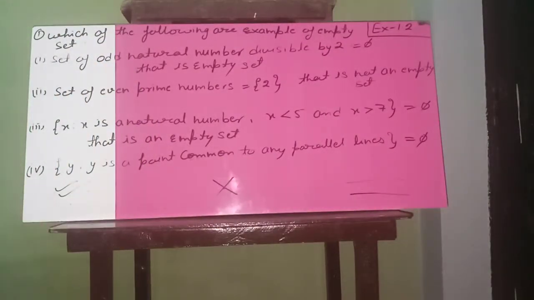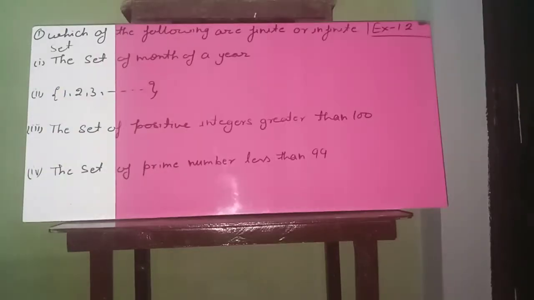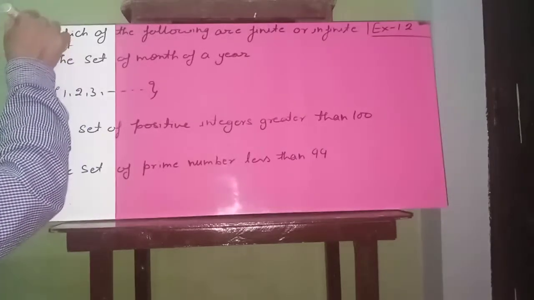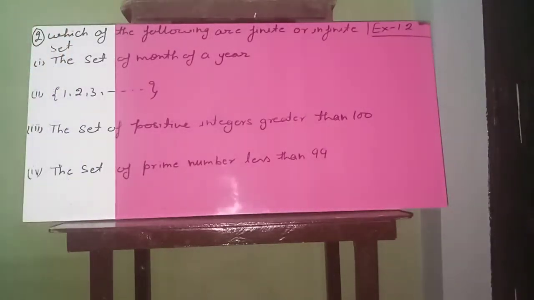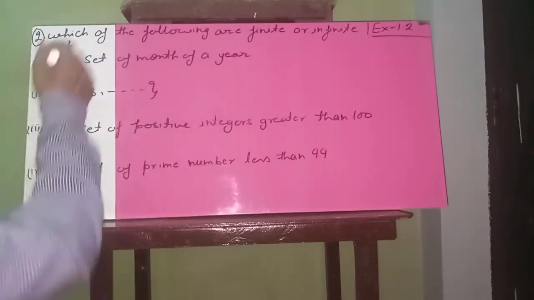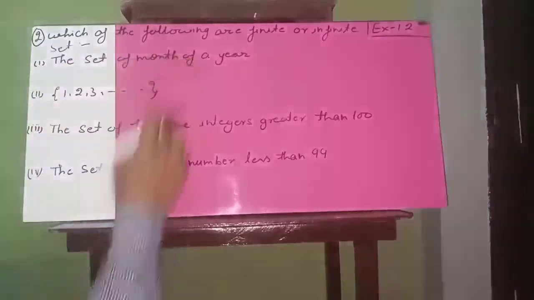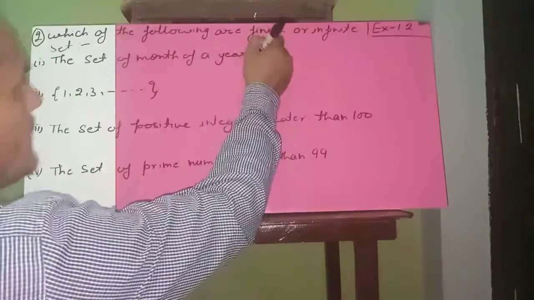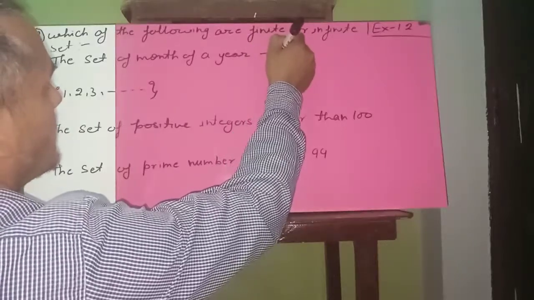Okay, so question number first you make. Okay, now I take question number second. What does question number second say? Question number second says, which of the following are finite or infinite sets. So first is the set of months of a year. The set of months of a year, that means that is a finite set.